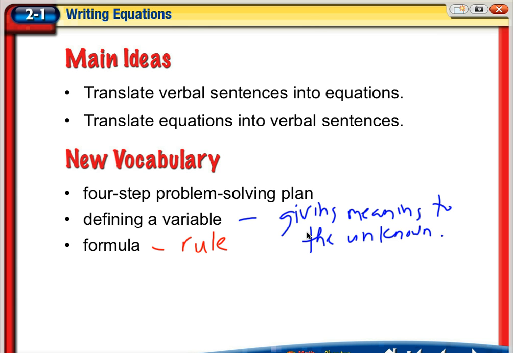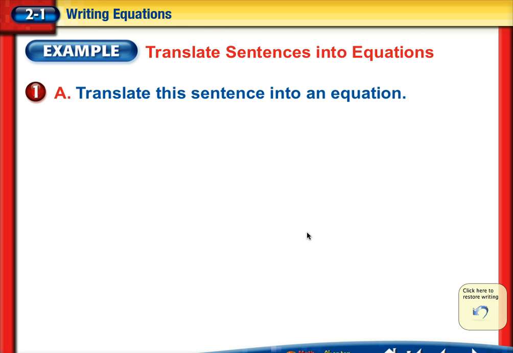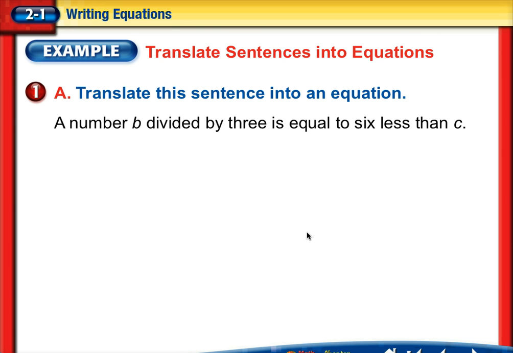Okay? All right, so as we continue on to this lesson, I want to show you a quick translation so we can actually get this done. Let's check this one out. Here's a sentence. A number b divided by 3 is equal to 6 less than c. This is not an expression anymore. This is a sentence describing an equation.